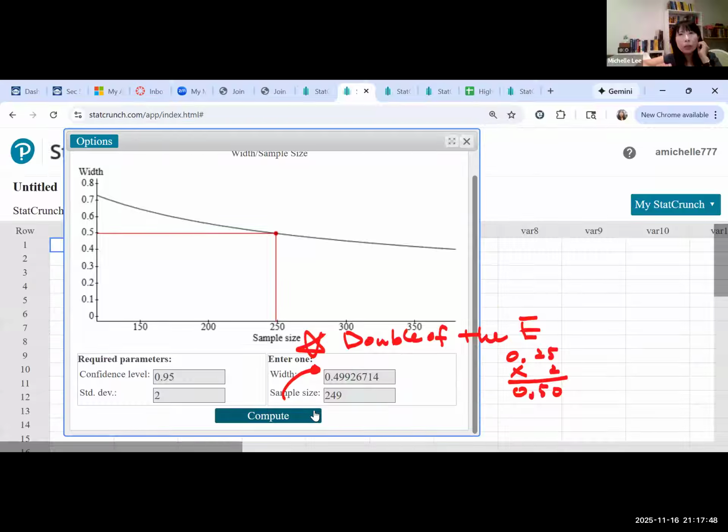249. So this one is already rounded up, so we don't have to worry about that. Round up. Let me write down round up.